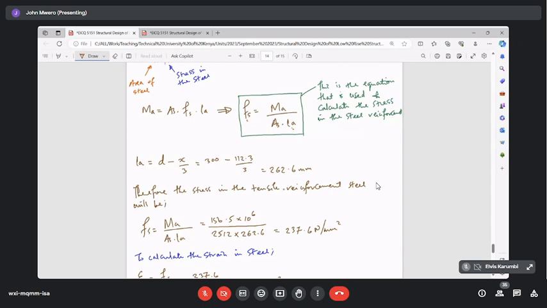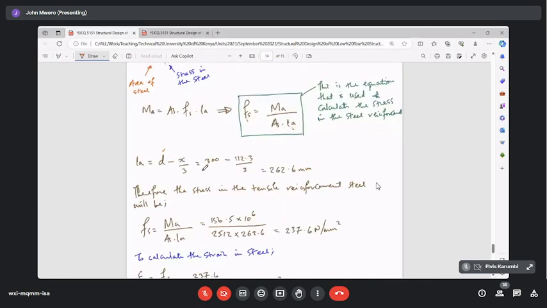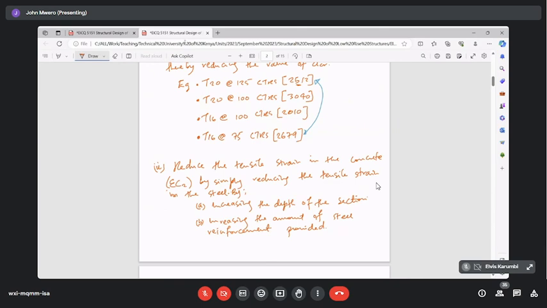Make the section thicker, make D bigger. That's what this first point here is saying. Or you could simply increase the amount of steel reinforcement that you're providing. Again, just from this equation, if you increase the amount of steel, the stress in the steel reduces, and by extension, the strain in the steel reduces. That's the second thing that you could do.